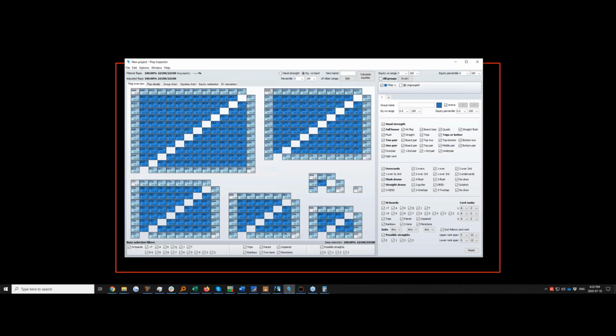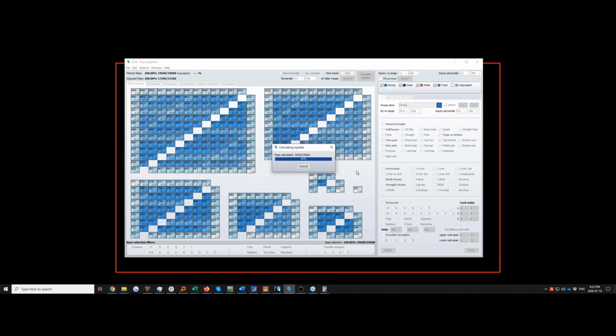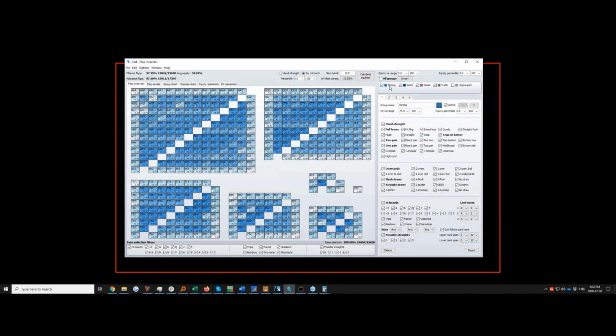Okay, here. So Jack of clubs, 6 of diamonds, and okay, range. Okay, let's open your project ICM. Okay, beautiful, it works now.